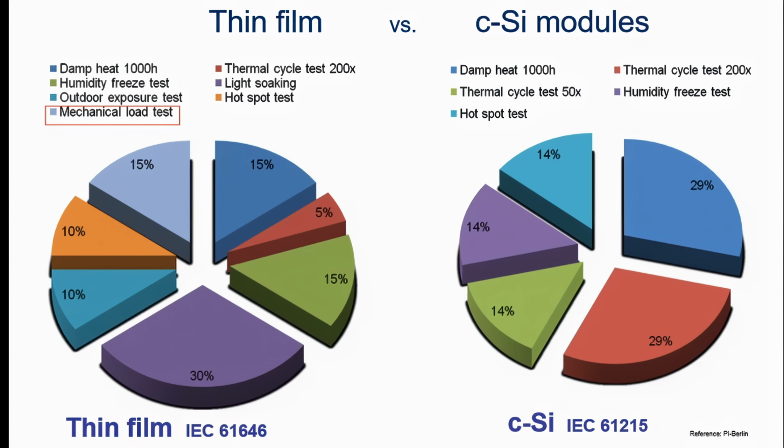These are typical failures after such an IEC certification. A statistic by TÜV Rheinland here. No, this is PI Berlin. So you see here the damp heat test is usually quite critical, the humidity freeze test, as I mentioned already, mechanical load tests, and light soaking tests. And here you see the corresponding values of the test failures. This is for thin film modules where the standard IEC 61646 is applied. And for the crystalline modules, you see the most critical are the damp heat test and the thermal cycle test, with the highest failure rates here.